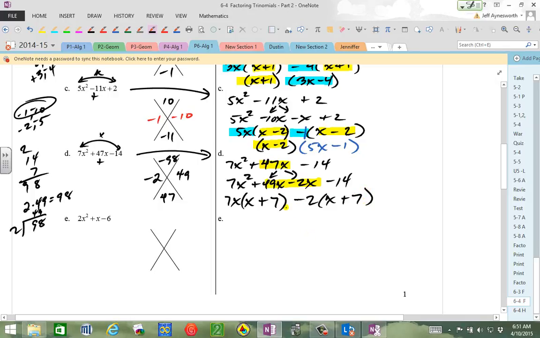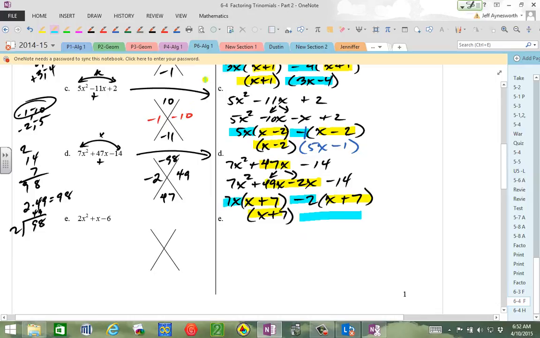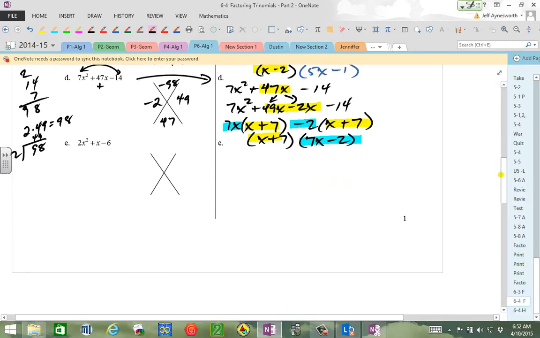I see the common binomial right there, x plus 7, so I'm going to start off with that. x plus 7 times the remaining terms, 7x minus 2. That goes here. And there we go. And again, this just takes practice, and it takes you to be able to multiply and divide, add and subtract a little bit, all right? And then you've got to just play the number game. And when the numbers are pretty small, like on the next one here, it's not too bad.